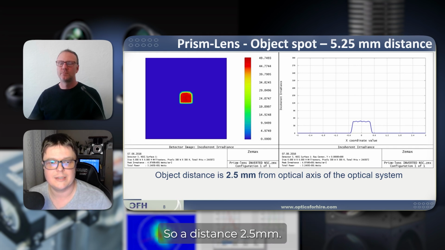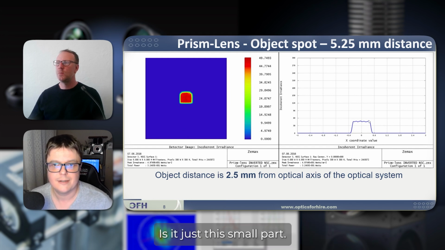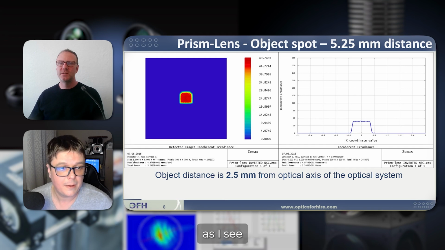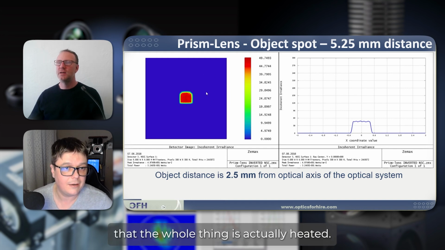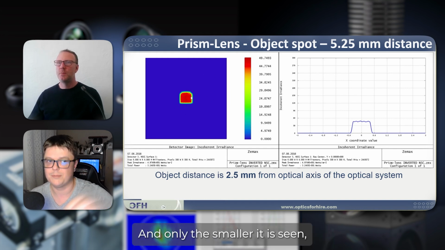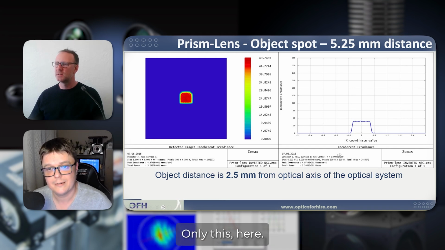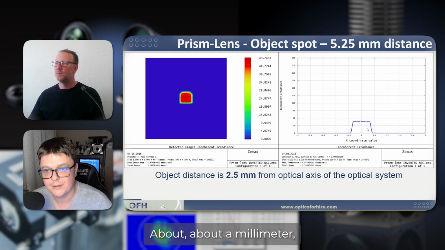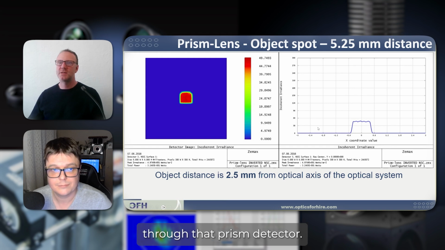So at a distance of 2.5 millimeters, the area that's visible for the sensor is just this small part, right? This whole blue detector, as I see it, is 6 millimeters by 6 millimeters. That's this blue box. Yes. And that's an area that is actually heated. Yes, and only this small area is seen, only a small percentage of it. So only about a millimeter, a little more than a millimeter, is going to be seen through that prism detector.